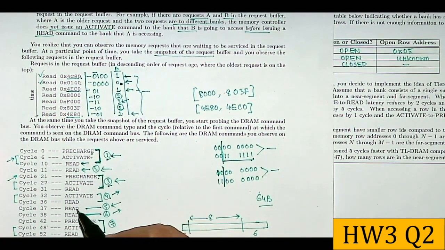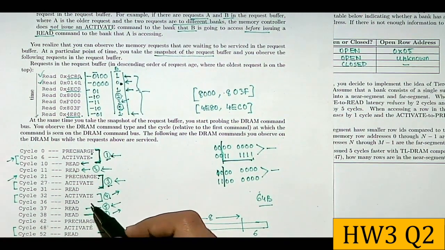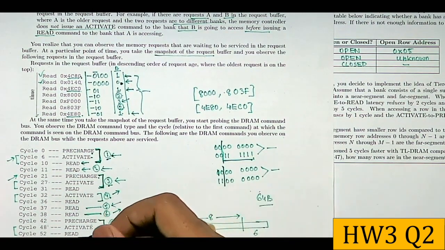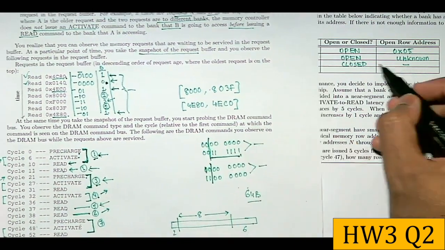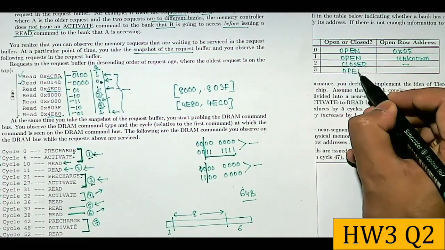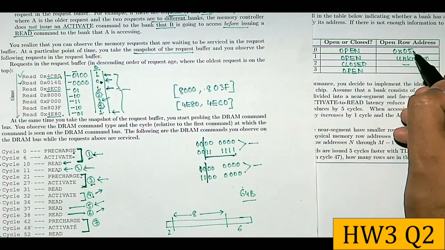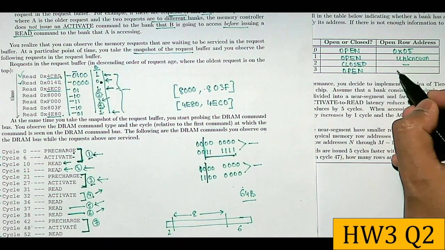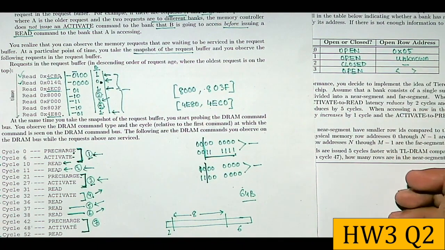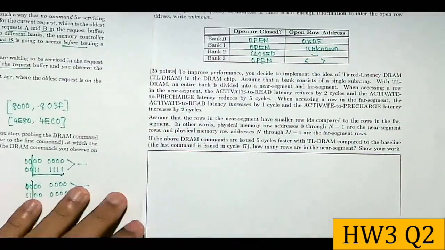So this is actually just a read command. That means whatever you are accessing, it's hitting the row. You know how to, then this is definitely open, and using the same tactics, we can actually get the address of the open row. Make sense? Okay. Now comes the trickiest part of the question.